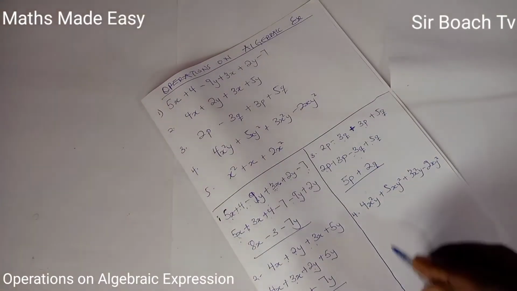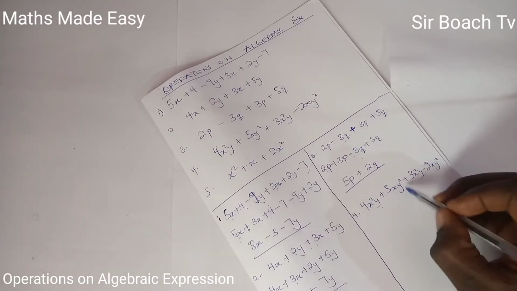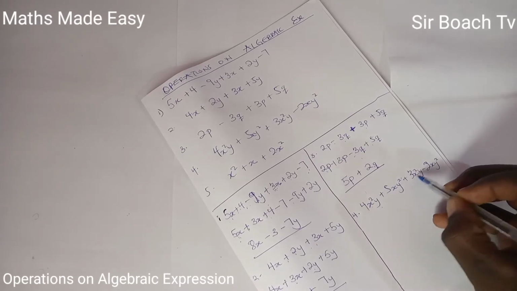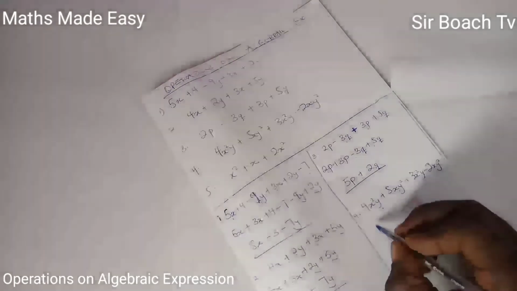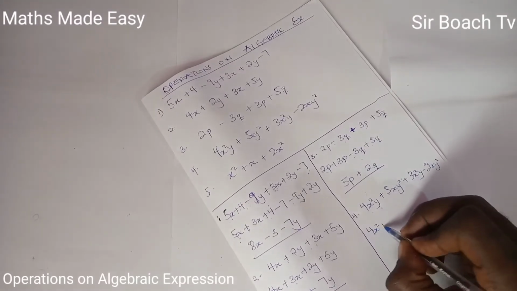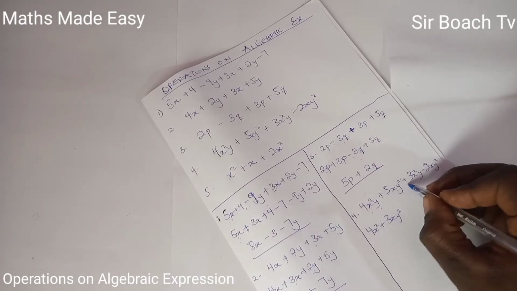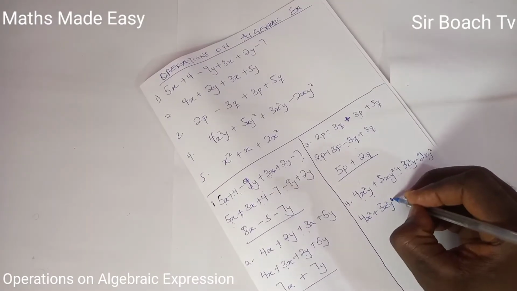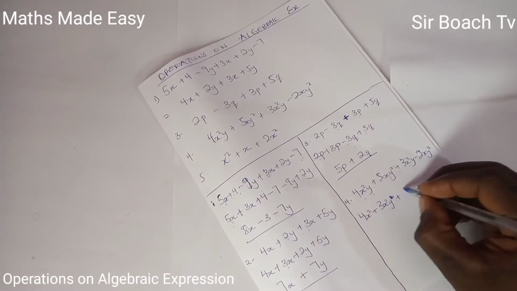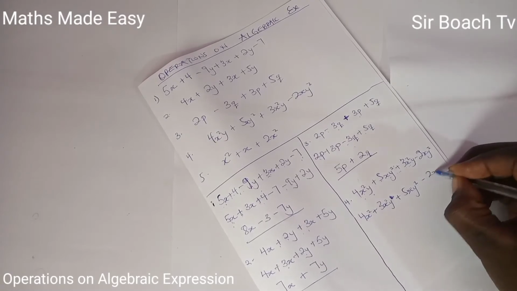So this one is 4x squared y. This is 5xy squared, but this is 3x squared y. So this and this will go together. Then this and this will also go together. So we are going to get 4x squared y plus 3x squared y, because of the sign in front of the 3x squared y. Now we come to it, plus 5xy squared minus 2xy squared, like that.